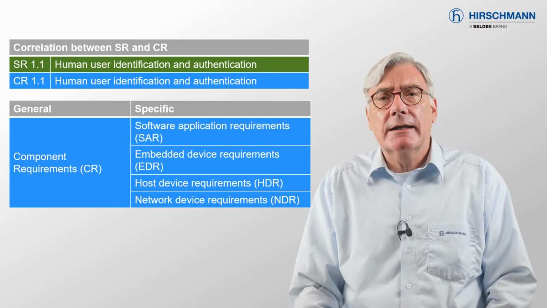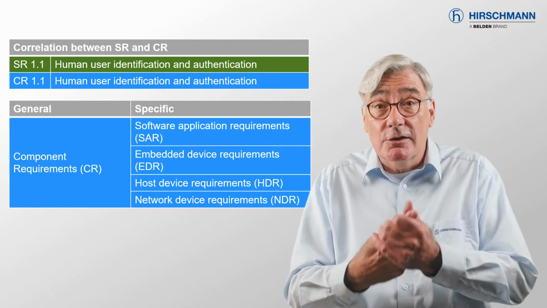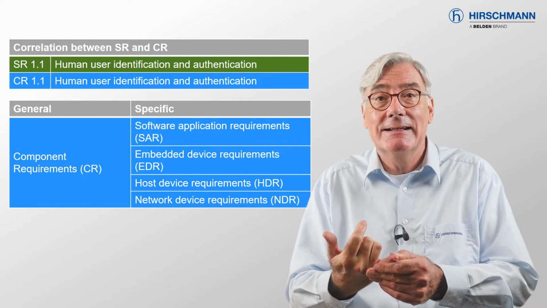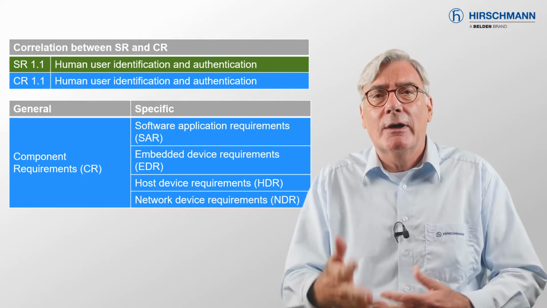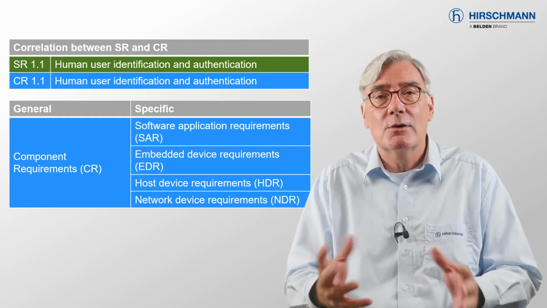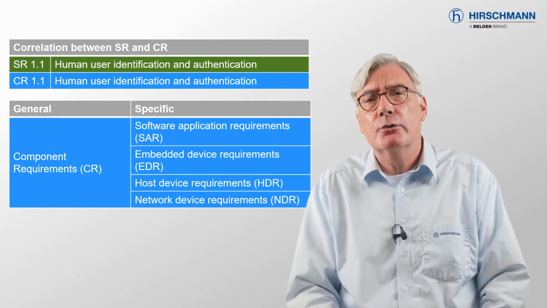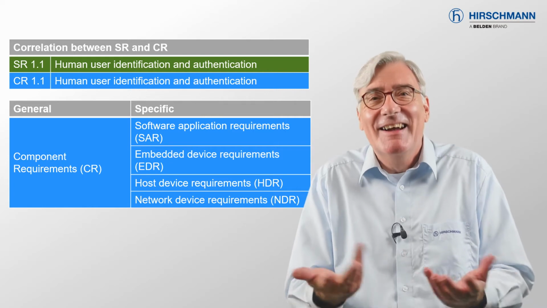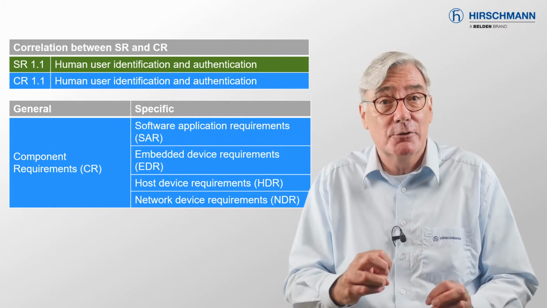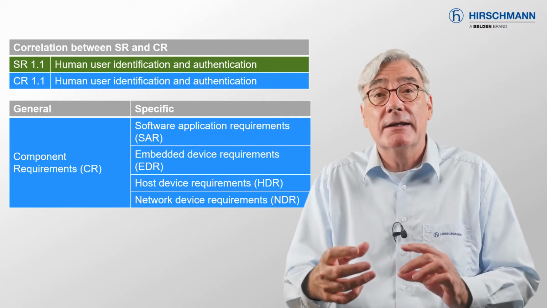Component requirements are categorized into 4 subgroups. These are software applications, embedded devices, host devices, and network devices. Requirements for specific device types exist within the 4 subgroups. A component requirement typically applies to all subgroups. Of course, there are requirements which are only applicable to a specific subgroup. In that case, the requirement is numbered with an appropriate prefix.